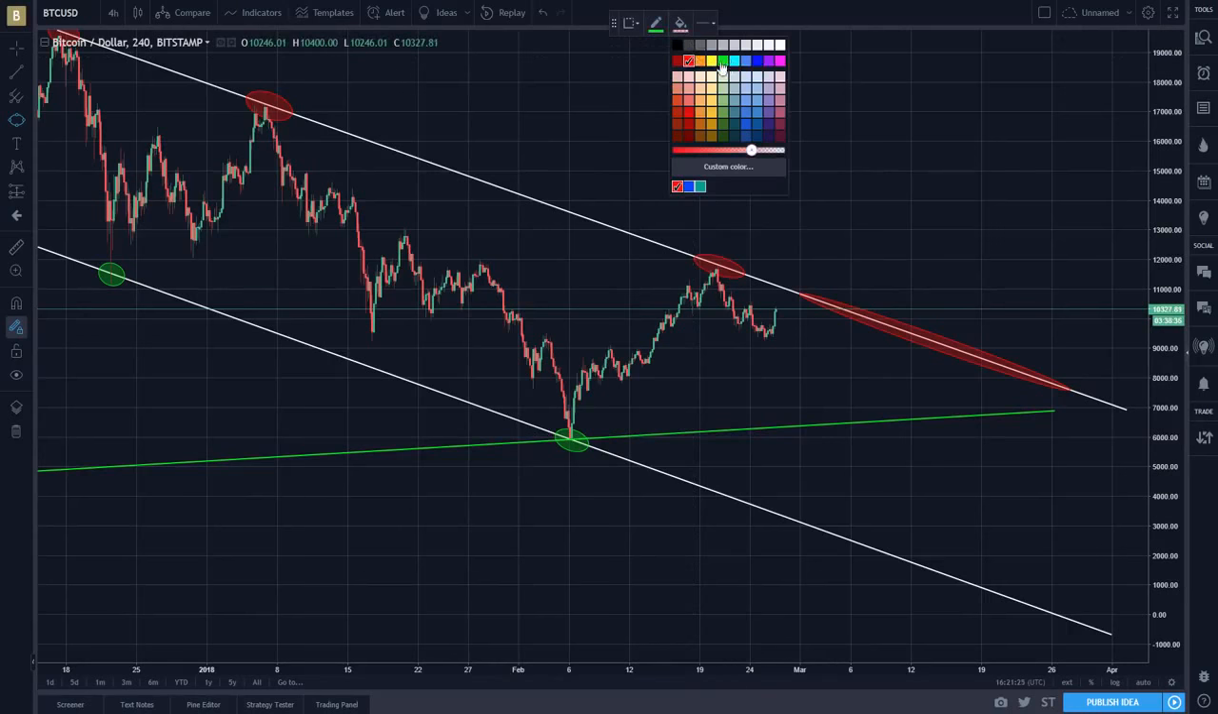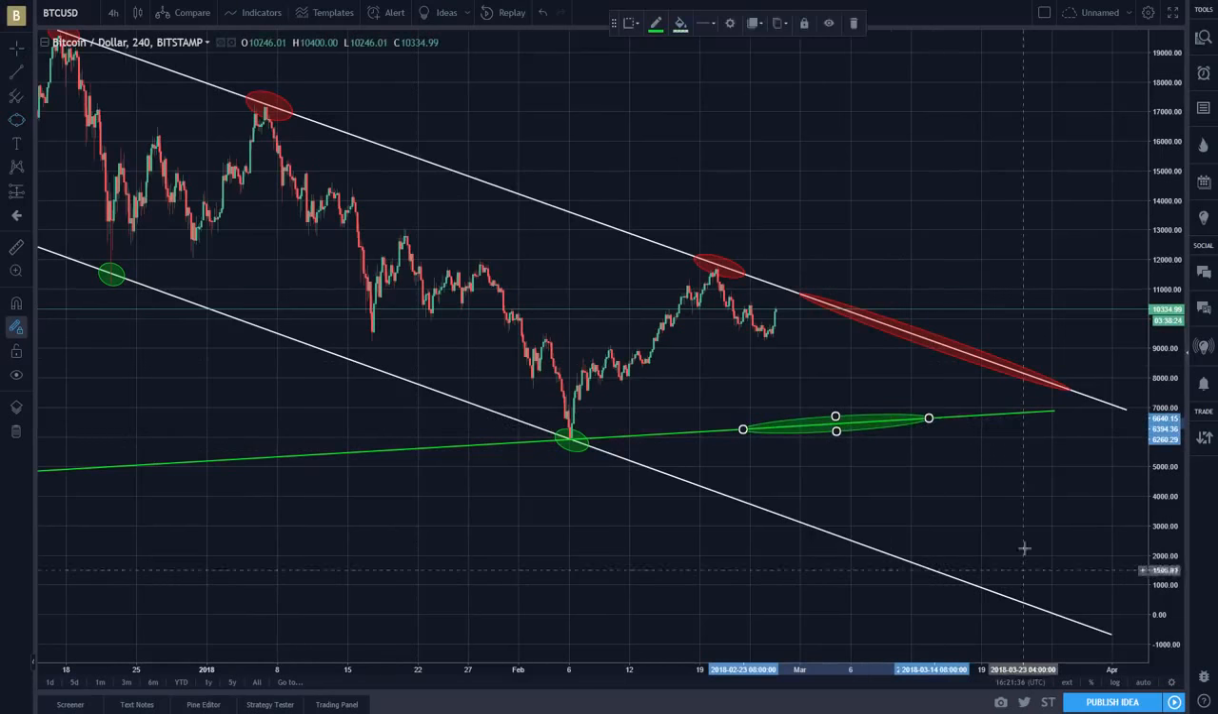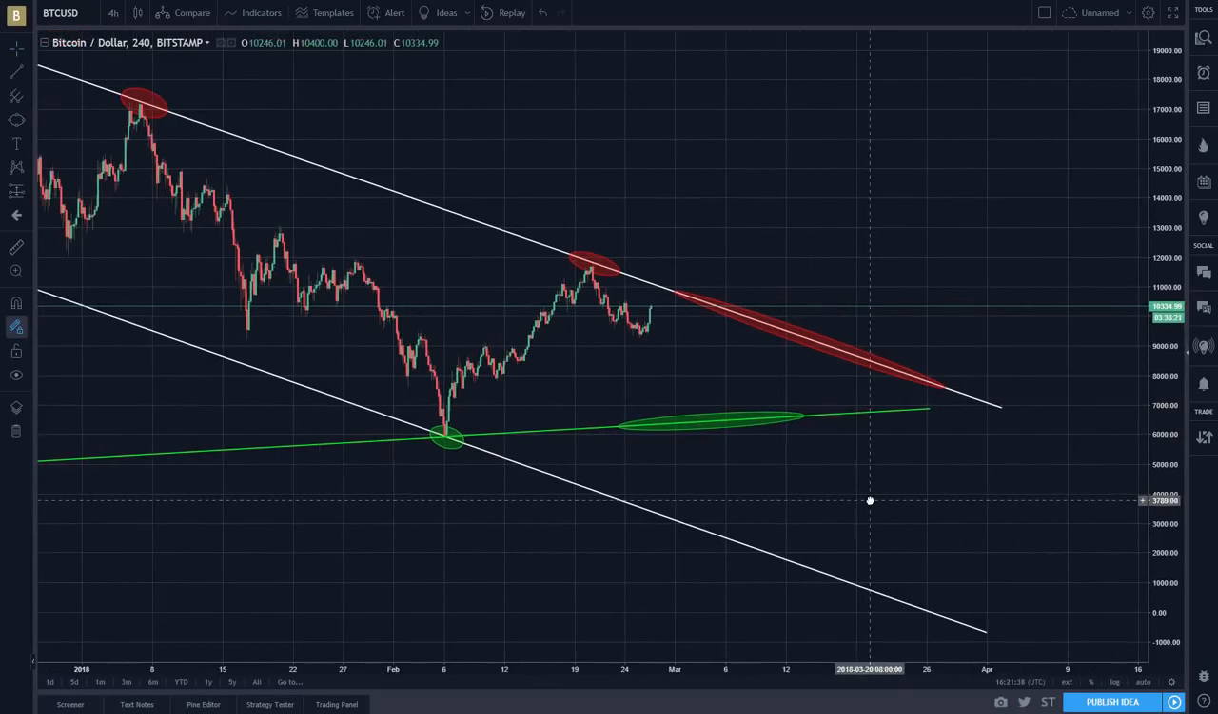We'll draw that in green, so that would be support. And it depends on when we get to this point. We'll just draw it out, quite large. There we go. So that is our reversal zone. This is the point where we're either going to bounce off or break through.